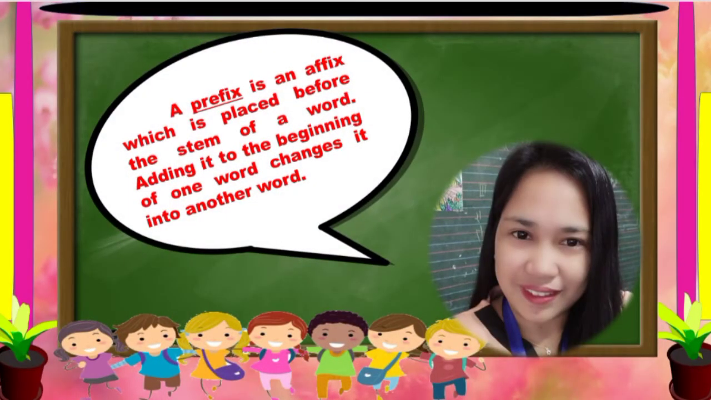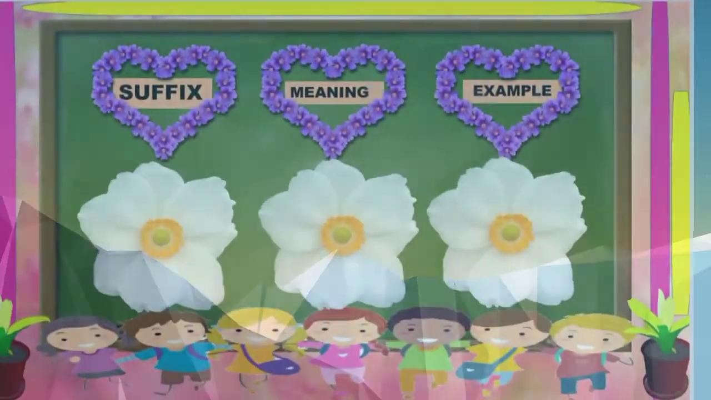Those words are examples of words with prefixes. A prefix is an affix which is placed before the stem of a word. Adding it to the beginning of one word changes it into another word.